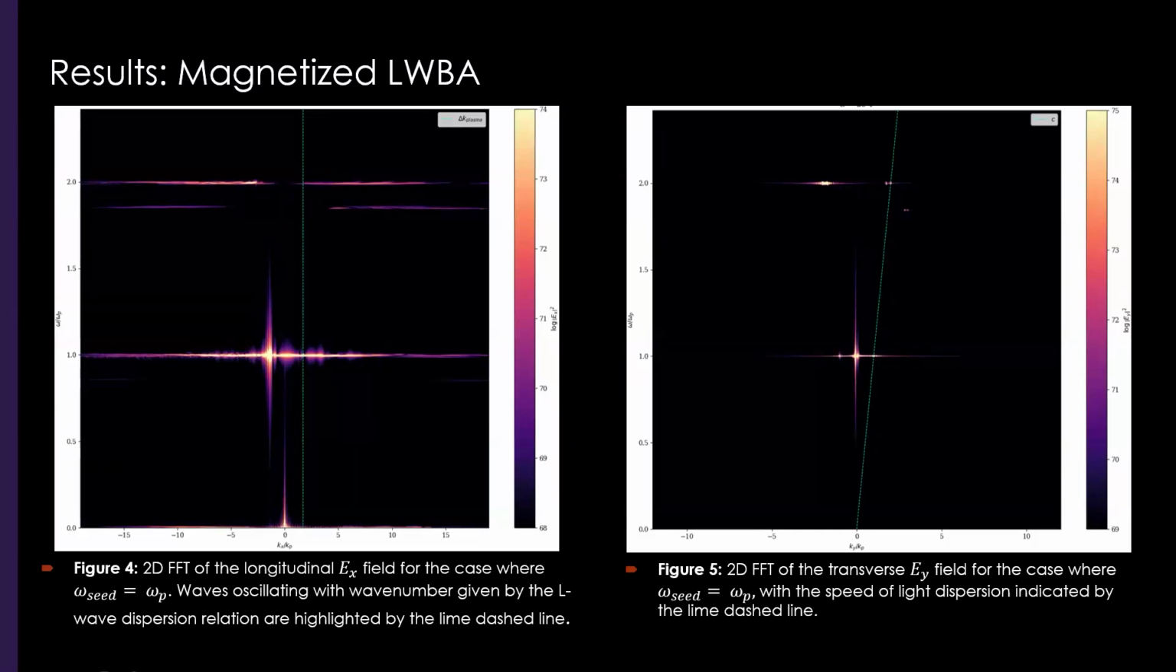And then lastly, we have two-dimensional FFTs. This is just the dispersion relation of light in a vacuum. We see some signals here as we would expect them from the laser. And then again, for the Ex field, we see a large excitation at the plasma frequency, at the wave number we also expect.